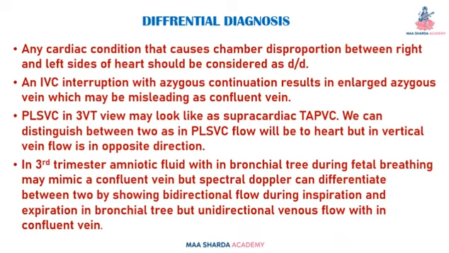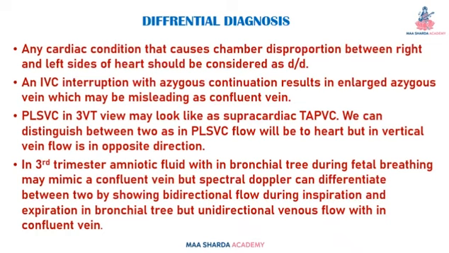In differential diagnosis, any cardiac condition that causes chamber disproportion between the right and left sides of the heart should be considered as a differential. An IVC interruption with azygous continuation results in an enlarged azygous vein, which may be misleading as a confluent vein. Persistent left superior vena cava in the 3-vessel trachea view may look like a supracardiac TAPVC. We can distinguish between the two, as in PLSVC, flow will be towards the heart, but in the vertical vein, flow is in the opposite direction.